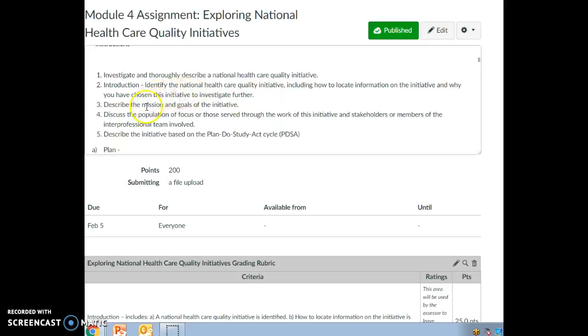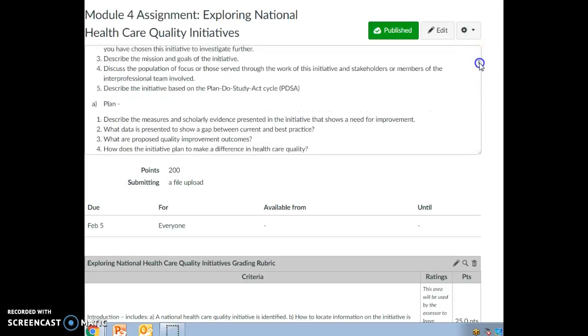So the second piece is just describe the missions and the goals of the initiative. The third criteria is to discuss the focus, the population of focus, or those who are served through the work of the initiative, and the stakeholders or the team members that are involved. And this piece here is a big part of the paper, and that is the plan, do, study, act cycle that I just mentioned that you were looking at or reading through in your lecture.